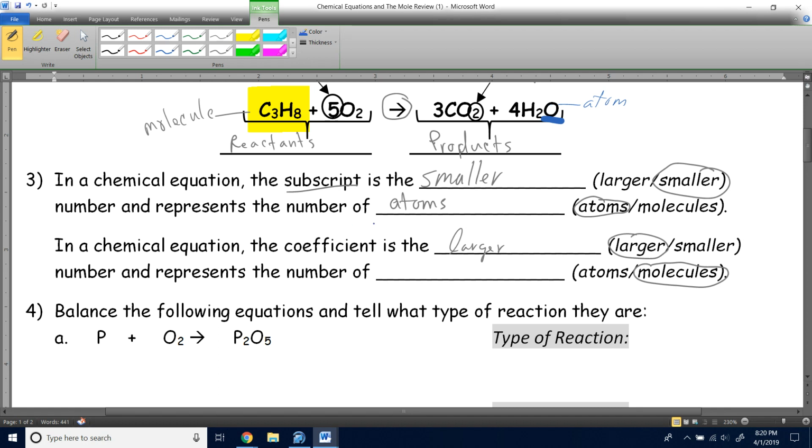Hopefully you have no more questions. So let's keep going. It represents the number of molecules. So let's get this written in here real quick. Molecules, all right? Let's keep it going.